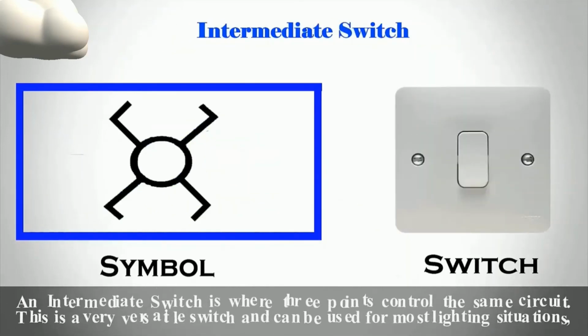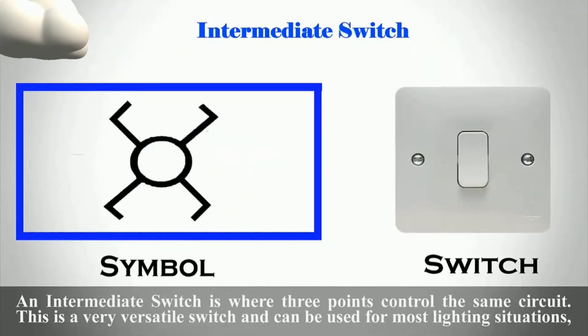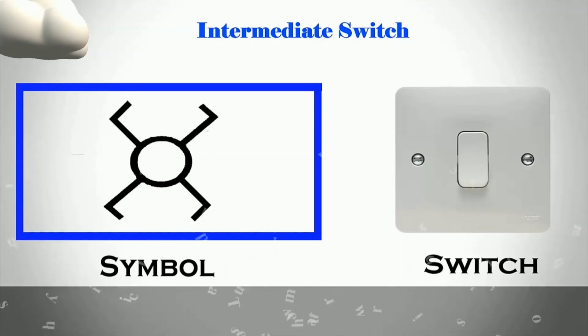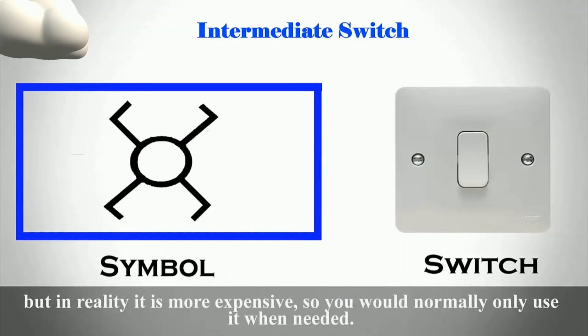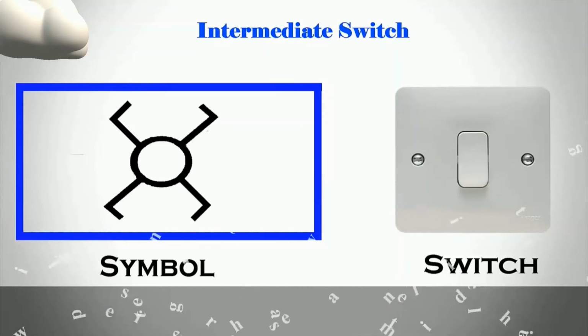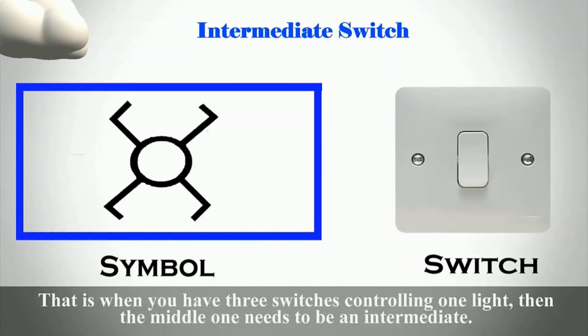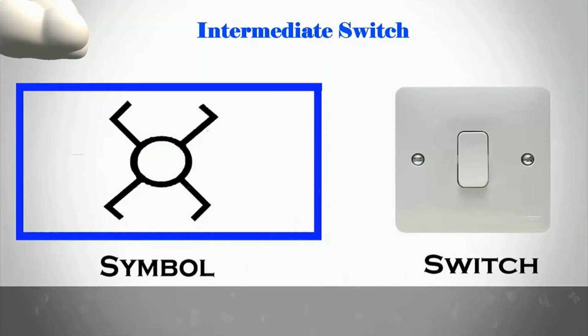The intermediate switch is where 3 points control the same circuit. This is a very versatile switch and can be used for most lighting situations, but in reality it is more expensive, so you would normally use it only when a specific application has to be carried out. This is when you have three switches controlling one light.